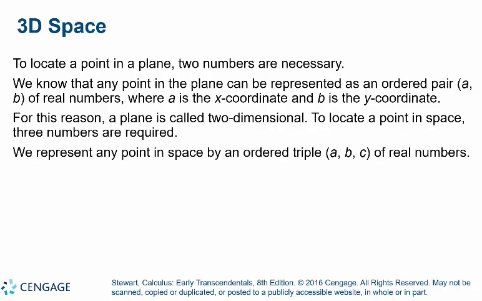So to locate a point in space, however, three numbers are required. So we represent any point in space by an ordered triple. So no longer an ordered pair, but an ordered triple (a, b, c), and we're adding in a new real number, c, to our ordered triple.